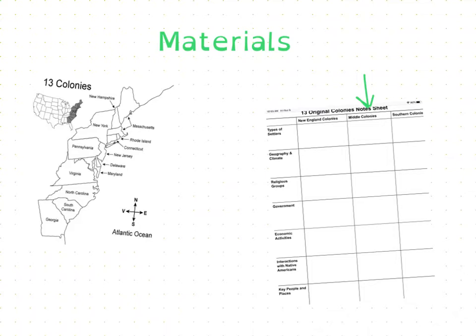As a friendly reminder, you are going to want to make sure that you have a color with you. In this case, all my middle colonies materials are green. So you're going to want to have one color to fill in those middle colonies on your map.